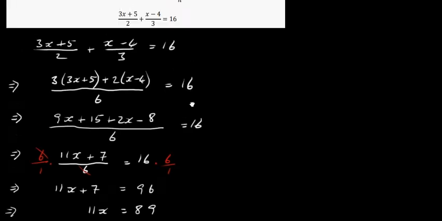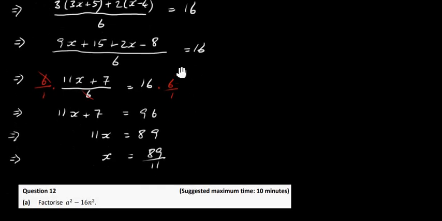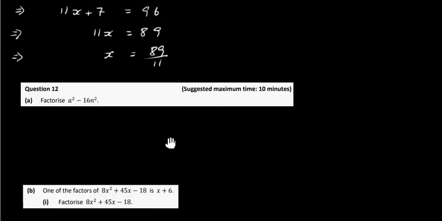So it said give your answer in the form m over n, where m and n are natural numbers, so we have it in the form of a fraction m over n, and both m and n, the numerator and the denominator, are natural numbers, so that's fine. We can't simplify this any further.